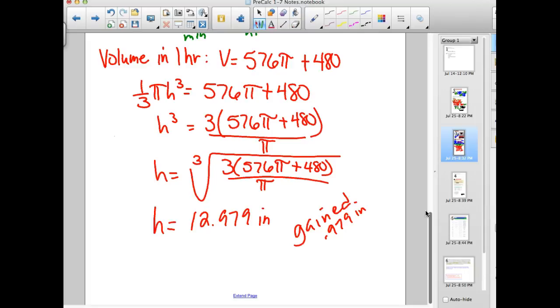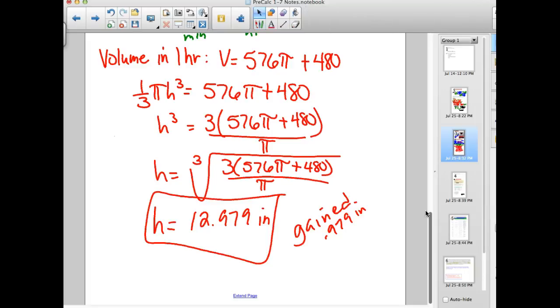Okay. This was the question they asked, though. What is the new height of the cone? Which means the radius changed by an extra 0.979 inches as well. Diameter would increase by about 2 inches. Okay.